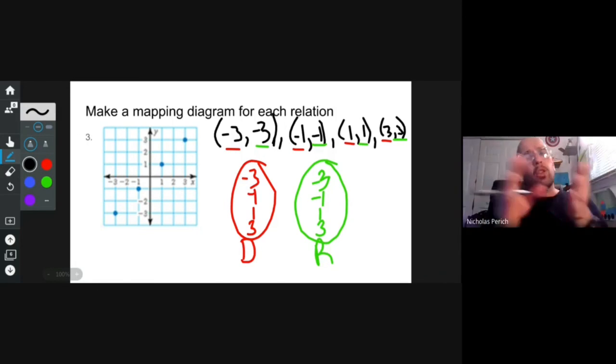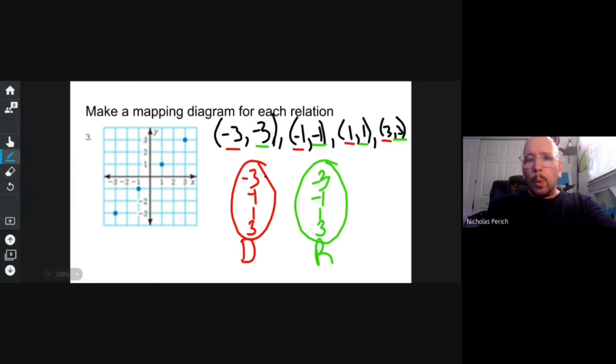Now I connect the one to the other. -3 goes to -3. -1 goes to -1. 1 goes to 1. 3 goes to 3. And if you're like, that's a lot different looking than the last ones, it sure is.